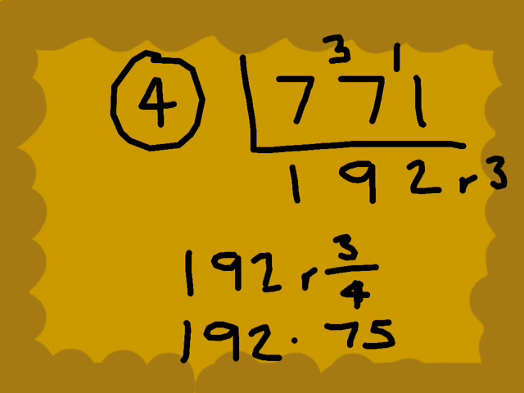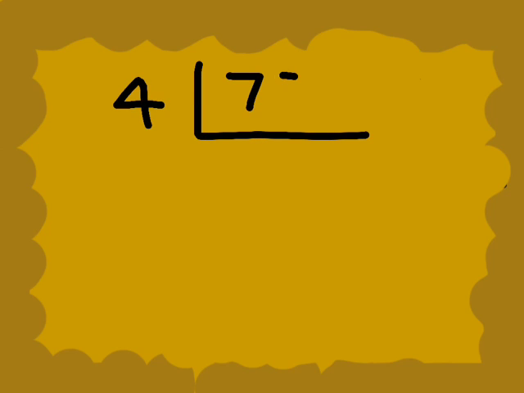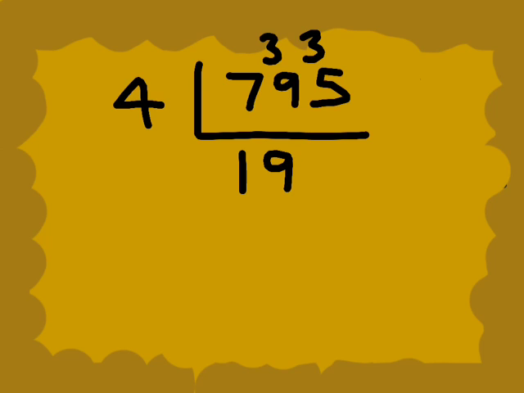Now there are times when it's not as easy to do that. So I'll show you how to get an exact decimal number every time. So let's again do 4 divided by, let's say, 795. So how many 4s in 7? There's 1, remainder 3. How many 4s are there in 39? 9, remainder 3. And how many 4s are there in 35? There are 8. And we have remainder 3.